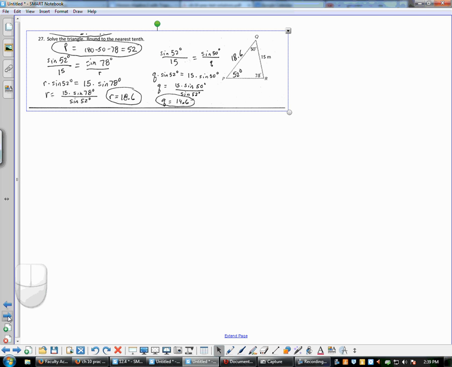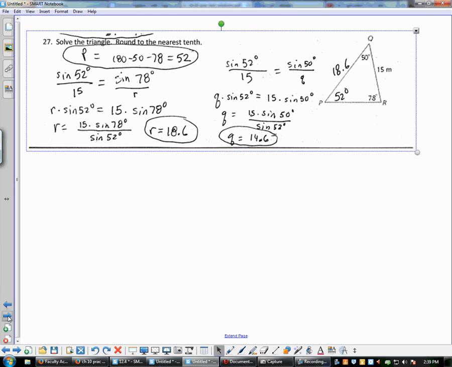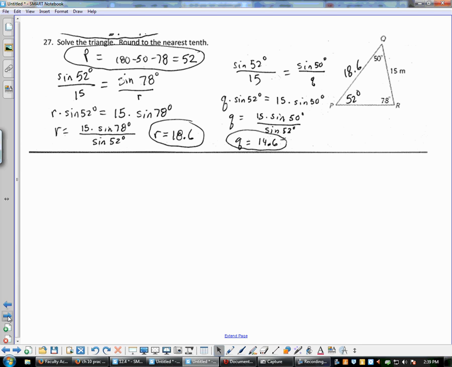Let's take a look at the next example. For this one, solve the triangle, round to the nearest tenth. In this case, you were given an angle, side, angle situation like this. Angle, side, angle. And so in order to do this, we can figure out the remaining angle. Just take 180 minus your first two angles. So 180 minus 50 minus 78 leaves 52 degrees for our third angle.